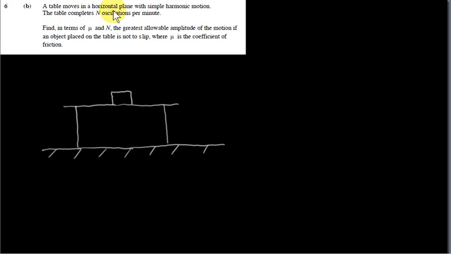A table moves in a horizontal plane with simple harmonic motion. The table completes n oscillations per minute. Find, in terms of mu and n, the greatest allowable amplitude of the motion if an object placed on the table is not to slip, where mu is the coefficient of friction.